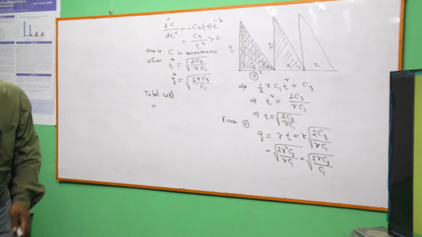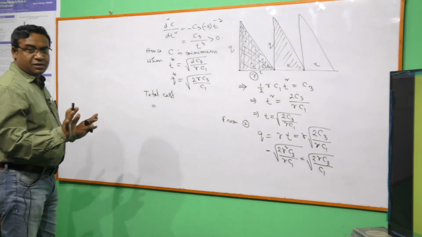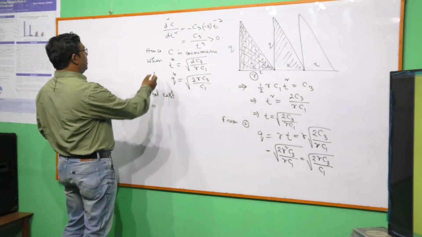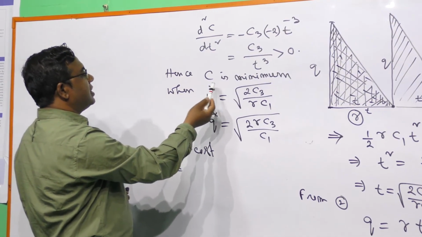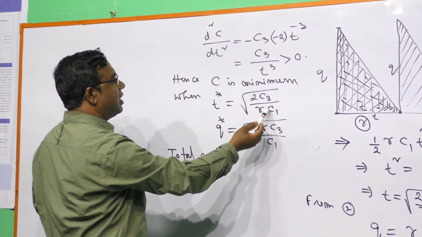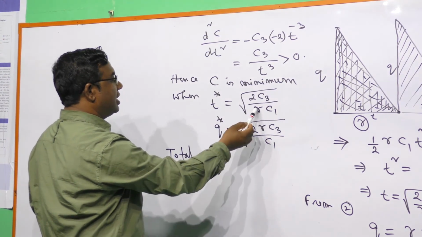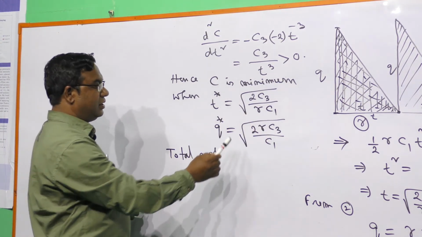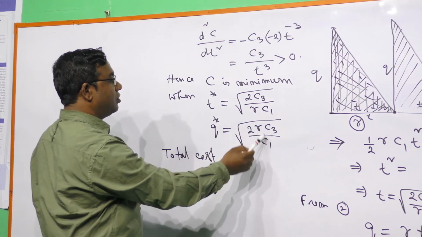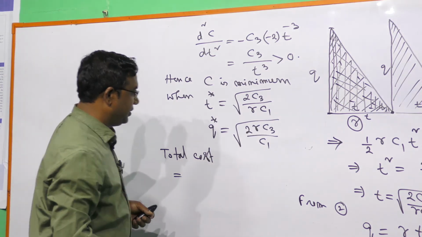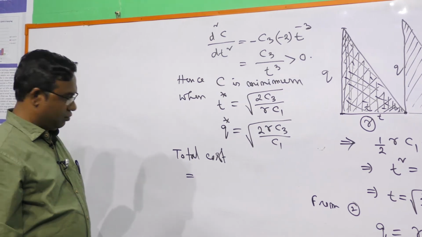Yes. So now, hence C is minimum when time is root over twice C3 by R C1. C3 is the setup cost, C1 is the inventory holding cost, R is the demand rate. Then Q star is root over twice R C3 by C1. So C1 is the inventory holding cost, C3 is the setup cost, R is the demand rate. So this Q star is known as the economic lot size formula.